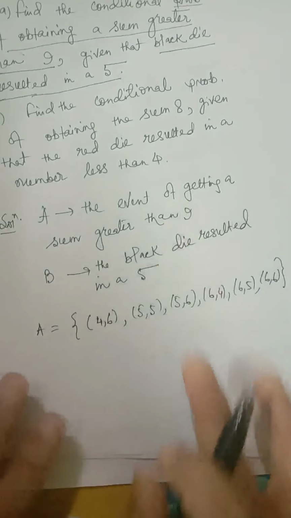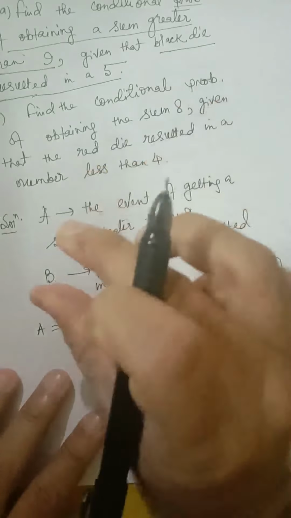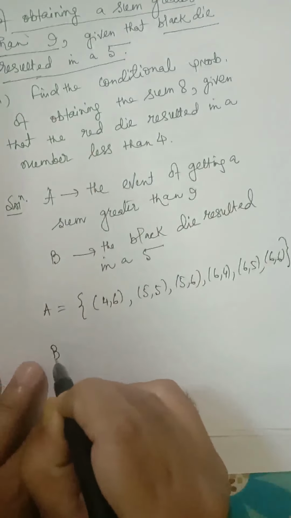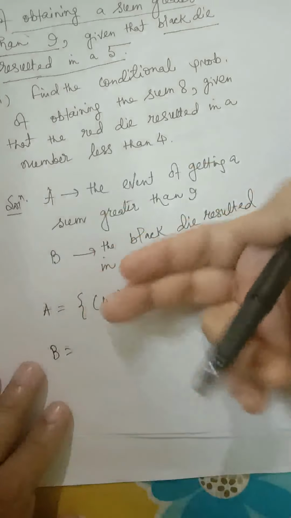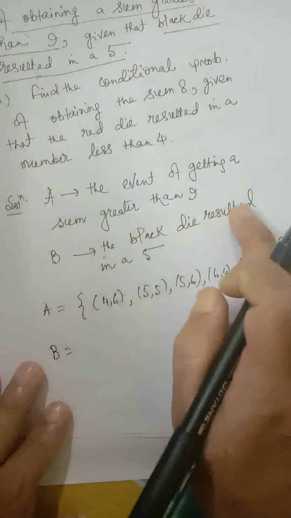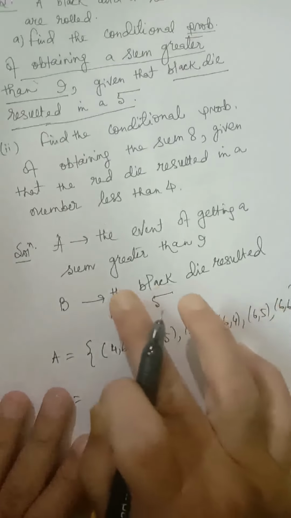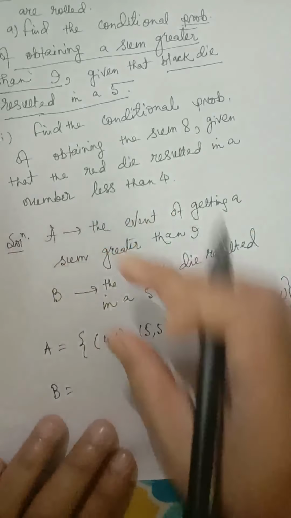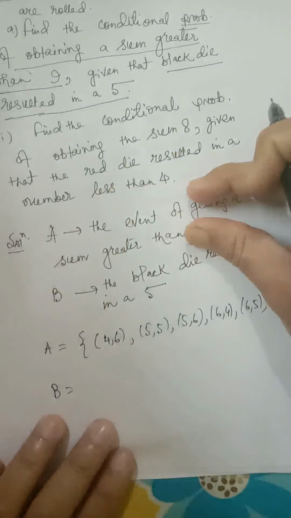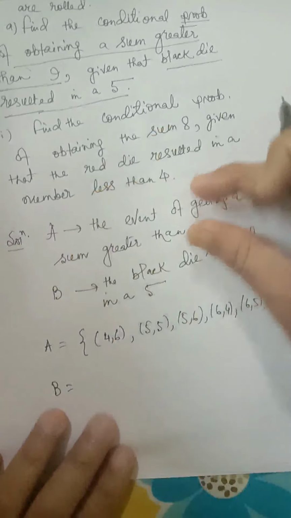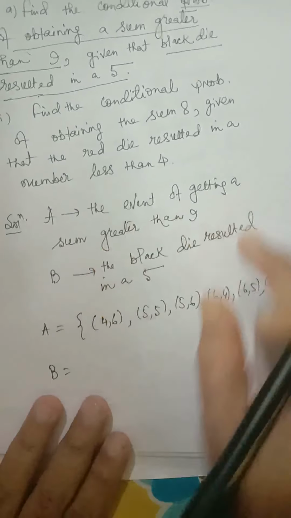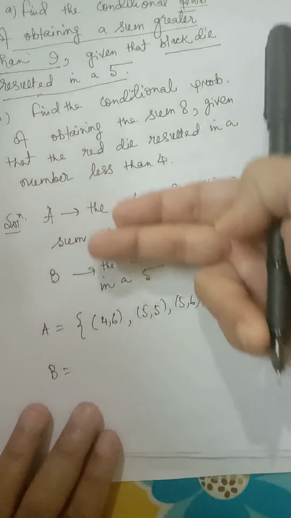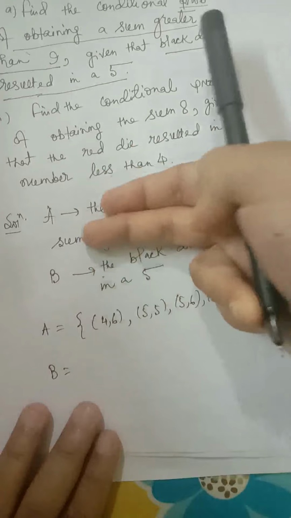When we write the elements of A, we will not think about B. And when we write the elements of B, we will not think about A. We will just think about the black die resulted in a 5. We will not consider these cases. We think independently. First we write the elements of this set, then the elements of the other.